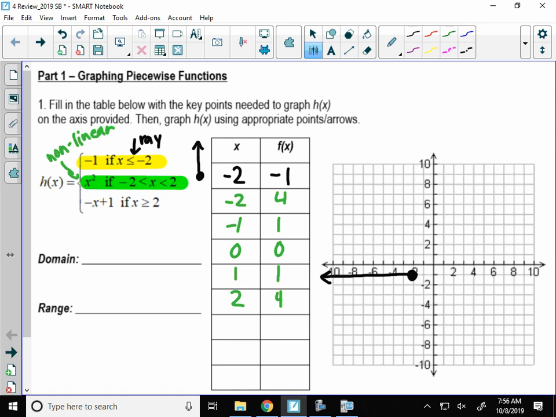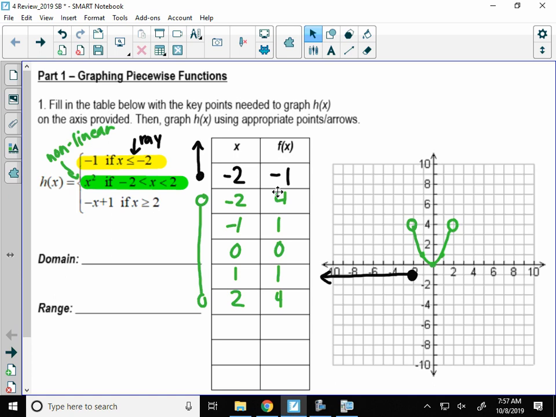Okay, now at -2, I have an open dot. At +2, I also have an open dot. That's going to be a segment that's connected between those two dots. So I'll plot -2, 4 with an open dot, -1, 1, 0, 0, 1, 1, and 2, 4. So I have that segment connected, but remember I had to plot all those key points because it's non-linear.